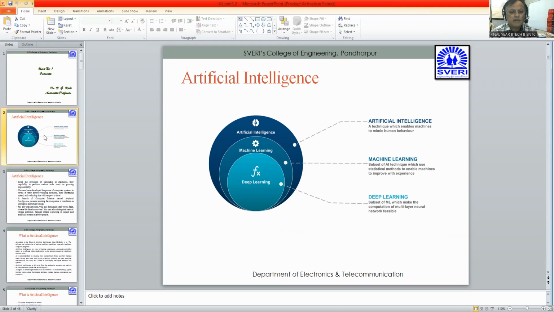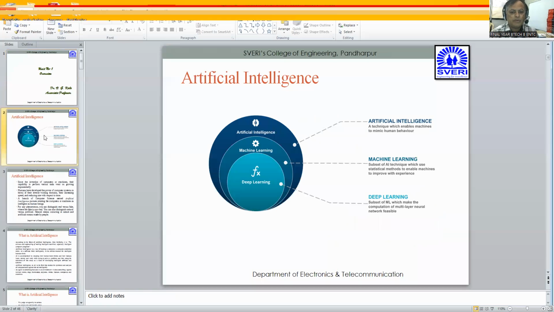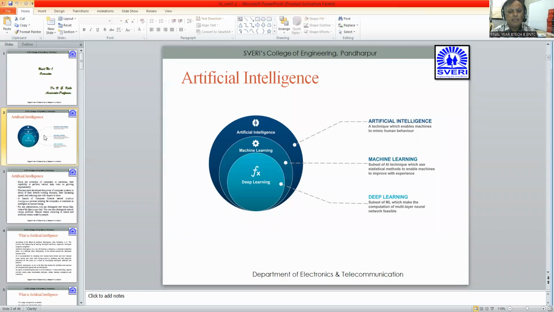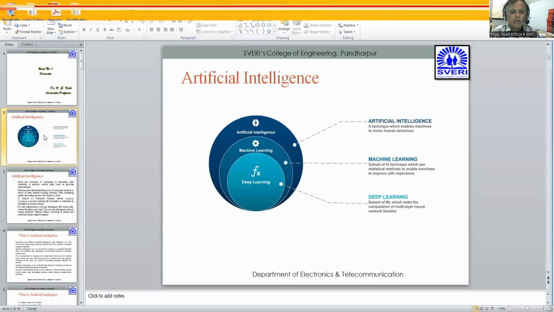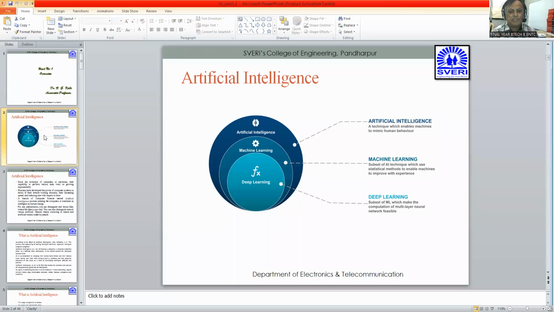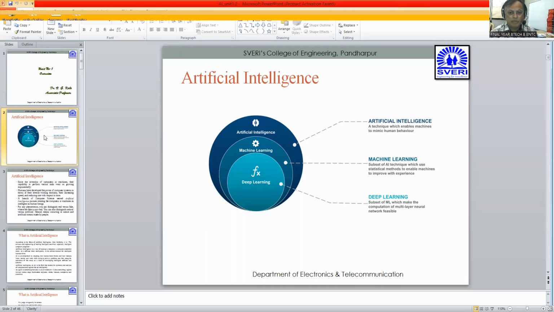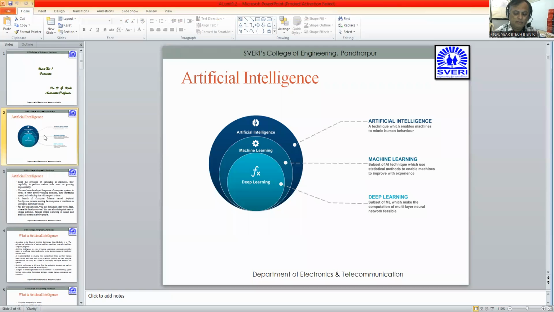Deep learning is nothing but a subset of ML, which makes the computation of a multi-layer neural network feasible. Machine learning is a subset of AI technique, which uses statistical methods to enable the machine to improve with experience. Artificial intelligence is a technique that enables the machine to mimic human behavior. So we have already talked about artificial intelligence, which is nothing but mimicking human intelligence. And when human intelligence is considered, we can say that we are actually mimicking human behavior.